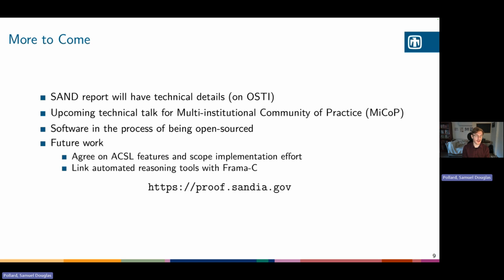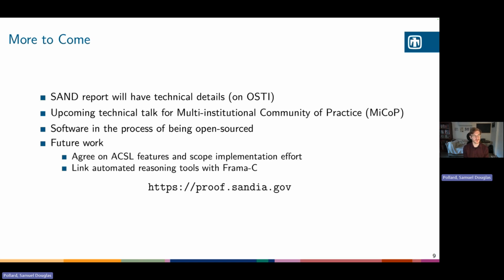So for future work, I will publish an upcoming SAND report on more of the technical details. I didn't talk about what these automated reasoning solvers look like, or how Frama-C translates into these things. I also plan to give an upcoming technical talk for a future multi-institutional community of practice. The software is in the process of being open sourced, which should take a few more months.